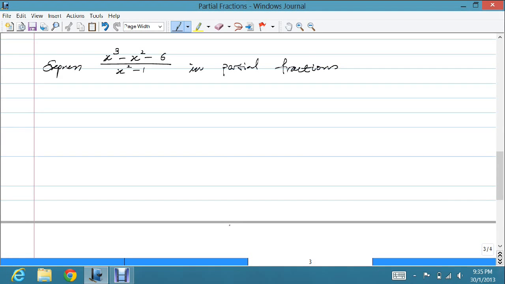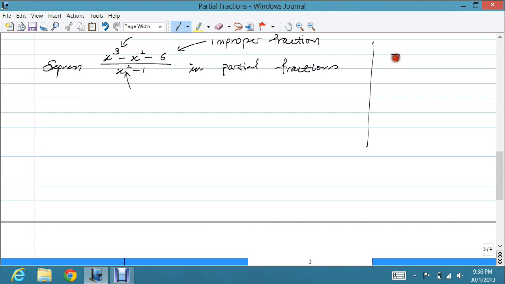We're going to look at the last scenario for partial fractions. In this example, we have an improper fraction. Why is this improper? Whenever the degree of the numerator is equal to or bigger than the degree of the denominator, this is an improper fraction. We can draw a parallel from numbers.